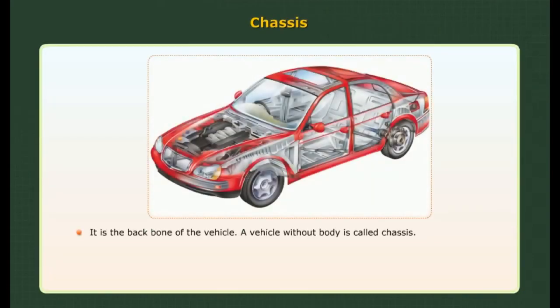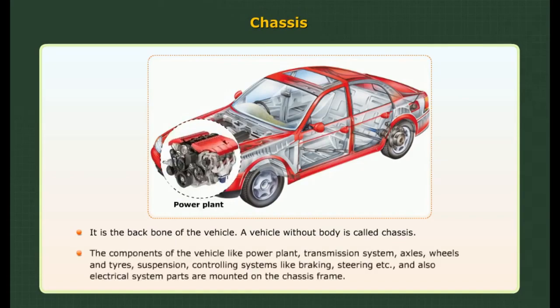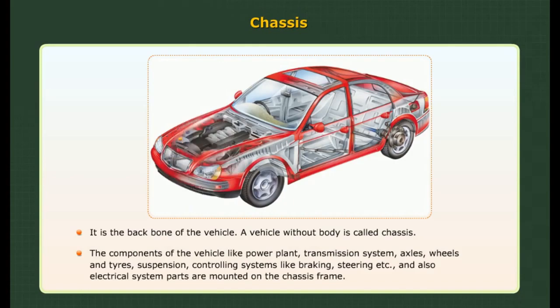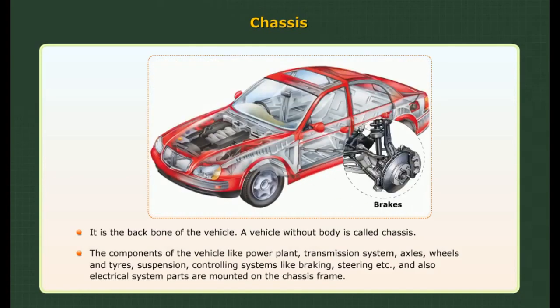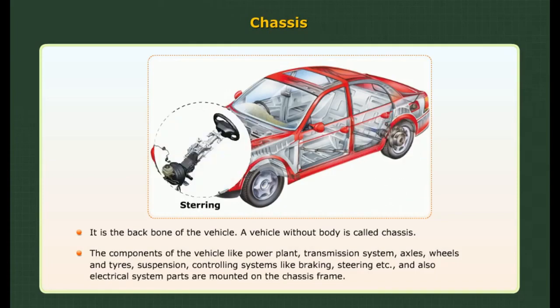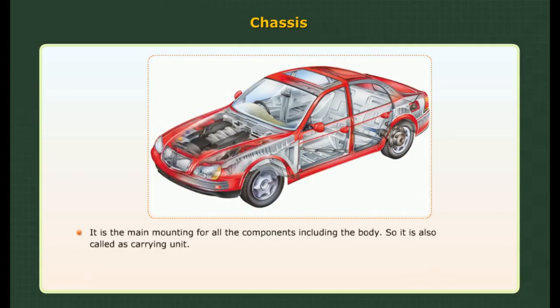Chassis. It is the backbone of the vehicle. A vehicle without body is called chassis. The components of the vehicle like power plant, transmission system, axles, wheels and tires, suspension, controlling systems like braking, steering, etc., and also electrical system parts are mounted on the chassis frame. It is the main mounting for all the components, including the body, so it is also called the carrying unit.